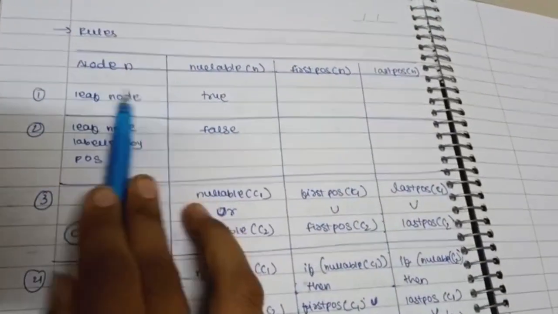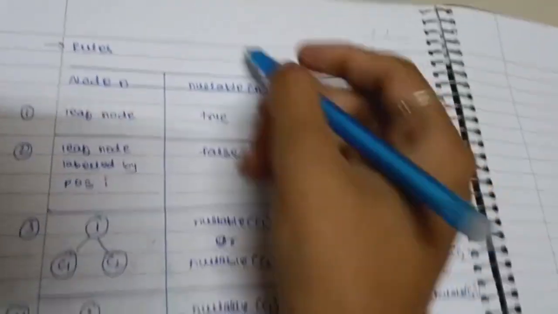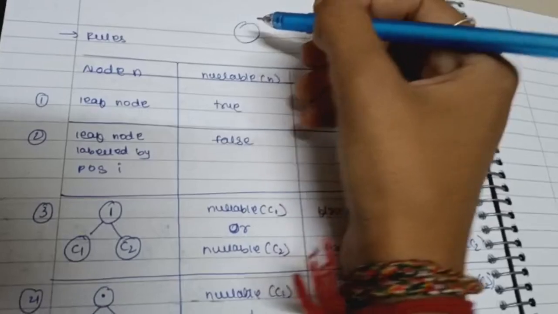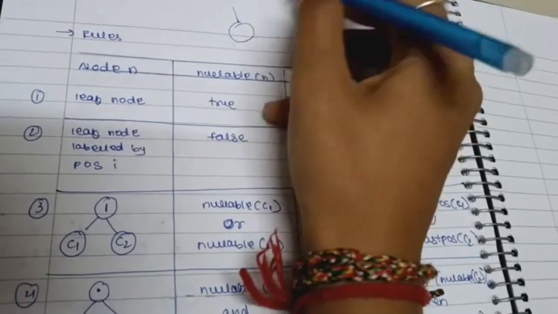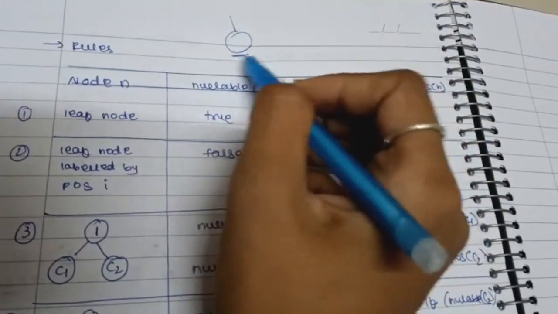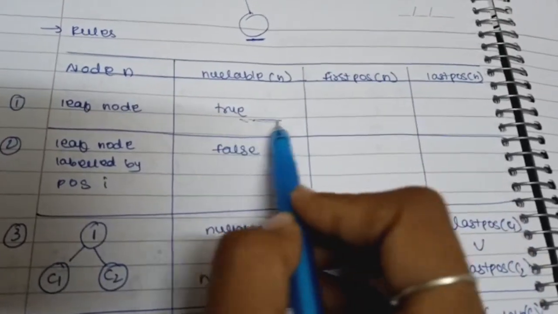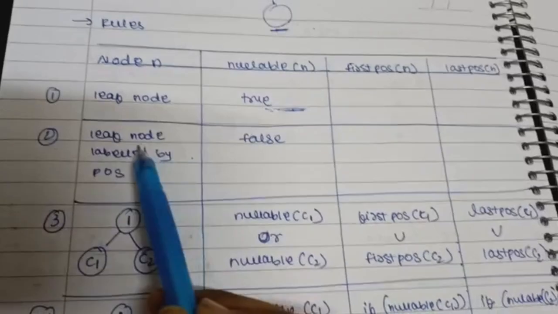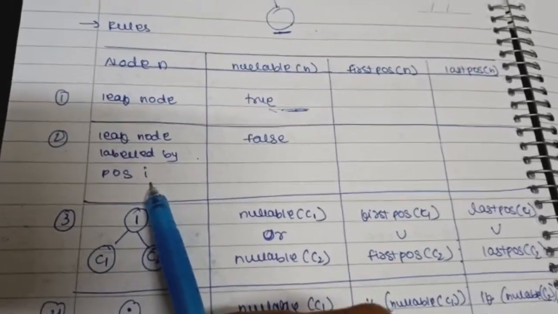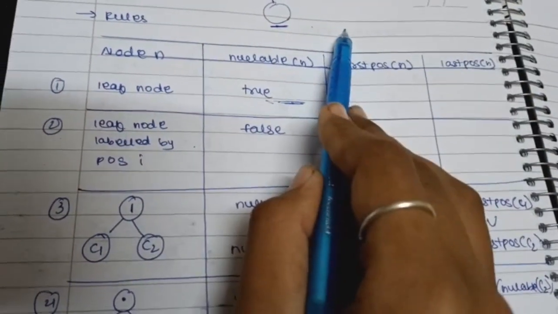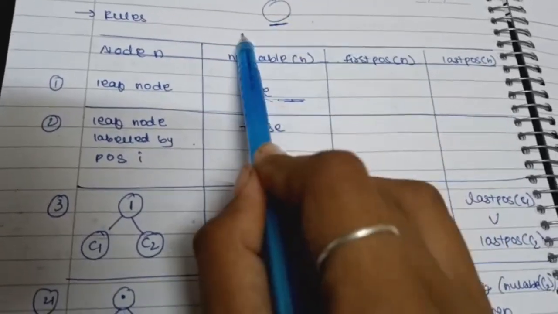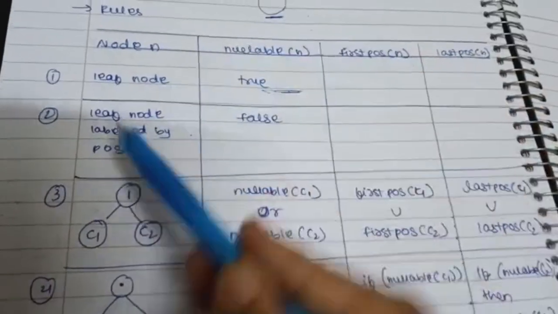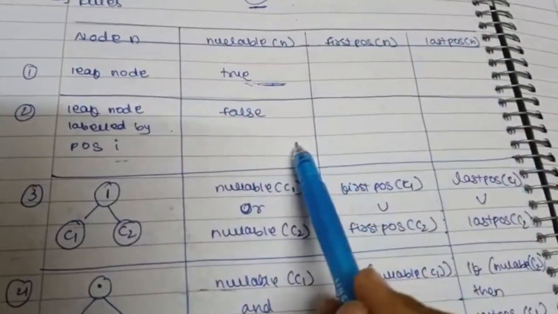See, let's first start with the leaf node. Okay, if there is any leaf node, let's say this, and it has some other syntax tree, but this is the leaf node labeled with epsilon. Then it is obviously nullable because it accepts the null string. Second is a leaf node which is labeled by some position i. Now a node which is at some position i, it is obvious that it is not going to accept the null string. Because if it was about to accept the null string, then it wouldn't have been at the position i, right? So it is false.